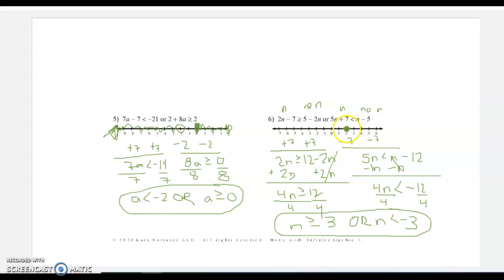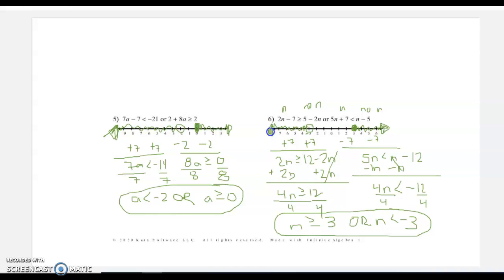So n is greater than or equal to 3. We'd go to 3, put a dot, fill it in because it's equal to. The numbers greater than 3 are to the right. Or, so I can be hanging out up here, or n is less than negative 3. Again, the negatives don't show up. I don't know why, it's weird. So that's our negative 3. That's where it would be. Open because it's not equal to, and shaded to the left.